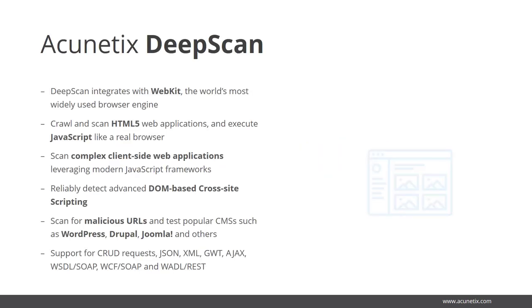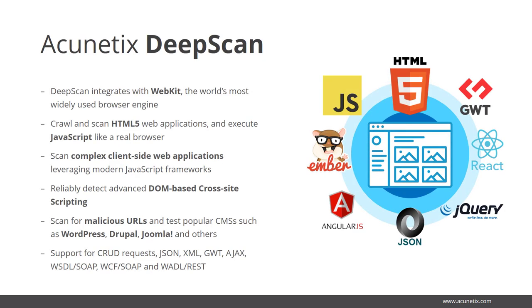Acunetix Deep Scan is the technology that powers the Acunetix crawler. Deep Scan can crawl and scan HTML5 web applications and can also execute JavaScript like a normal browser. This means that the crawler can crawl complex client-side web applications that make use of modern JavaScript frameworks. And Deep Scan also brings the ability to reliably detect DOM-based cross-site scripting, which is not possible using traditional crawlers.